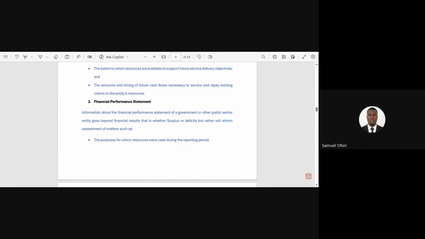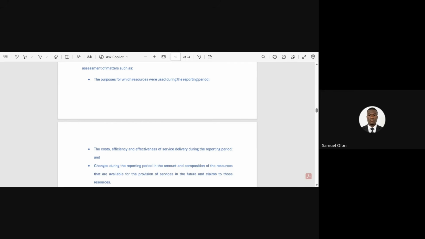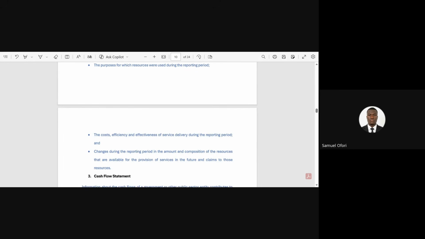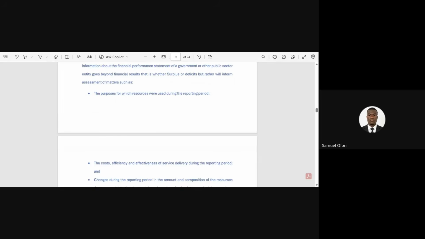We said you paid for a particular expense. What was the purpose for that particular expense? Is it for administrative purposes, for all those things? So those are the purposes this financial performance is going to show us. Okay, so the next one is the cost, efficiency, and effectiveness of service delivery during the reporting period, and changes during the reporting period in the amount and composition of resources that are available for the provision of services in the future, and the claims to those resources. Okay, so these are the financial performance components of the financial statement.